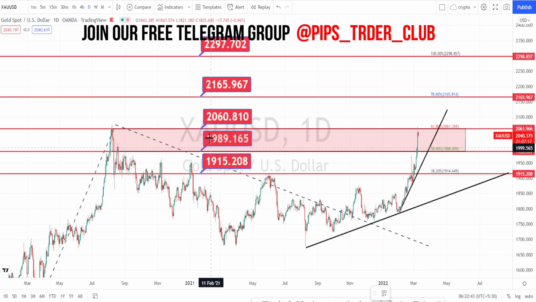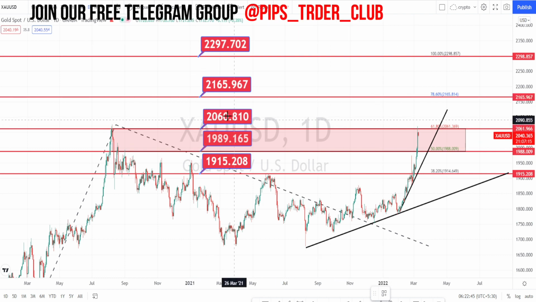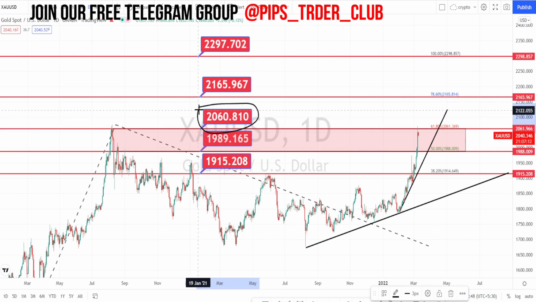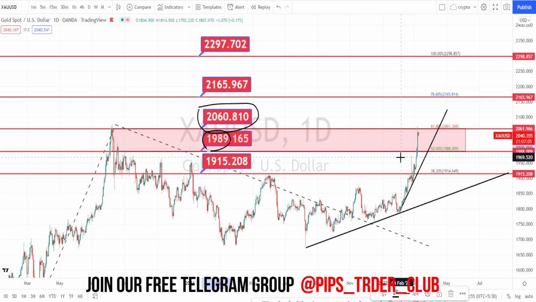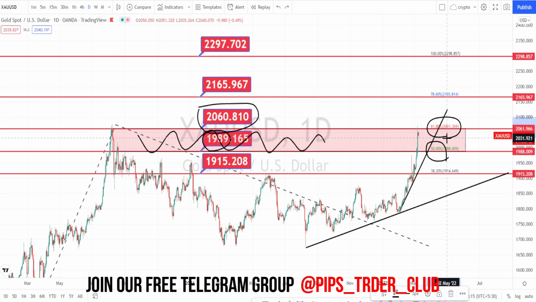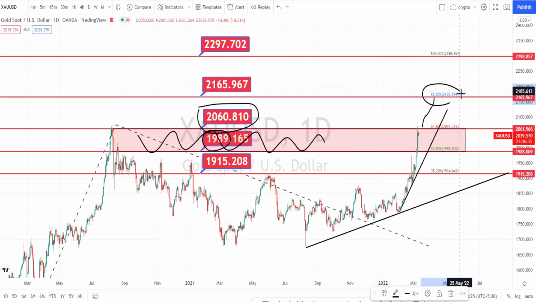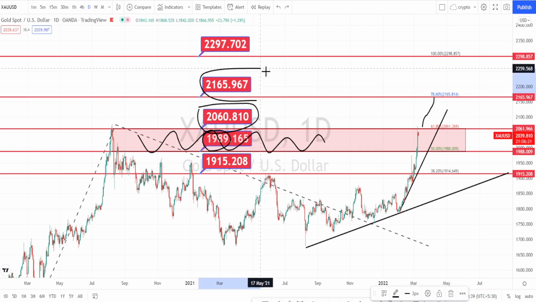When we mark all the Fibonacci levels, currently the price action has tested this level of 2060, and it is on a retracement. Previously this level of 1989 was acting as a very strong resistance and support, and currently the price action is trading between this resistance and support level, which is around 50% to 61.80% of the Fibonacci tool. So if the price action continues on a bullish trend, we can expect it to test the next level of resistance, which is going to be around 2165.